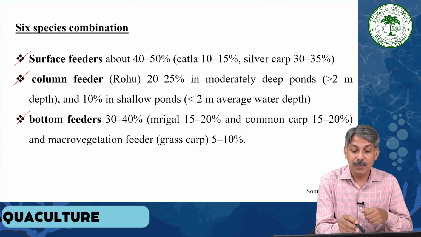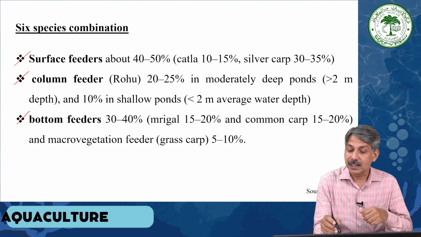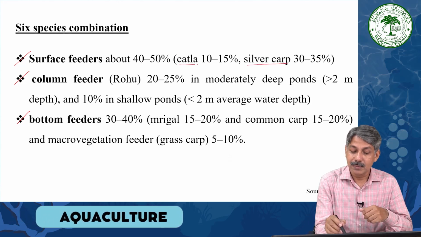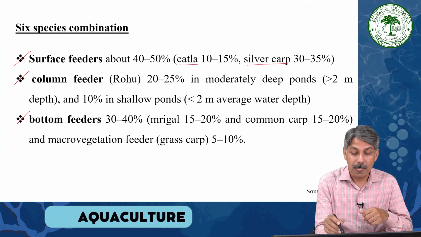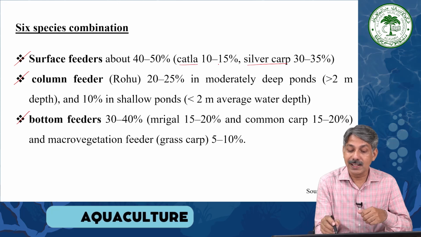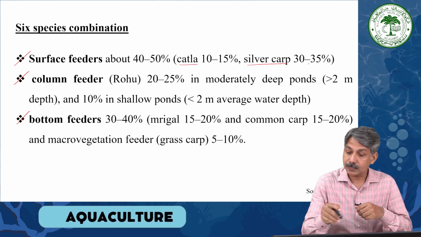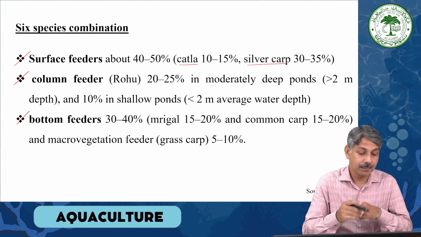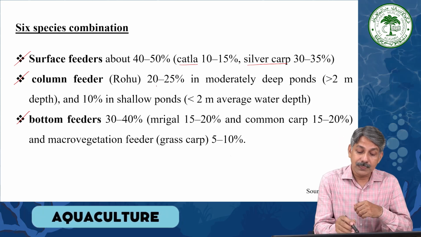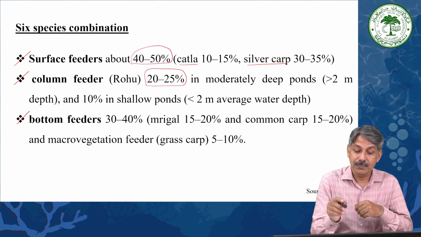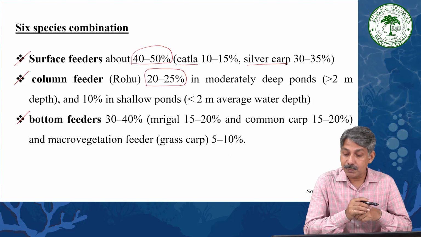Now, what should be the percentage? Surface feeders, about 40 to 50%. Katla is a surface feeder, as well as silver carp. But if 40 to 50%, we can divide it like 10 to 15% of Katla and 30 to 35% of silver carp. Then column feeder, only 20 to 25%. Surface feeders, we have given 40 to 50%, but column feeders, we have given only 20 to 25%.